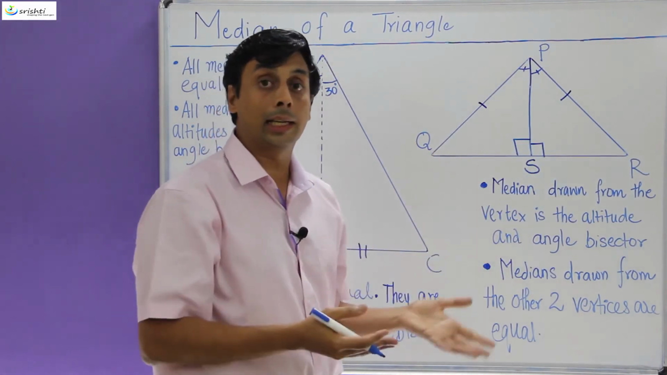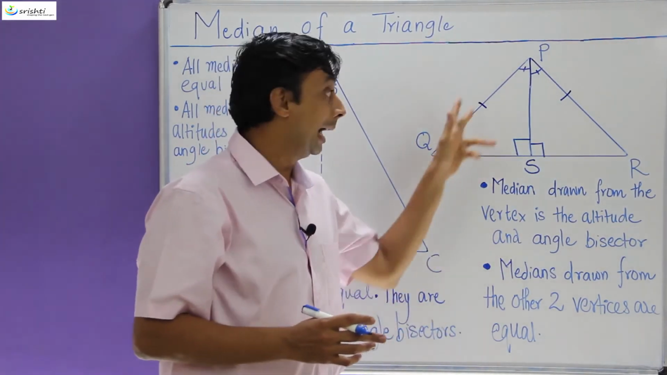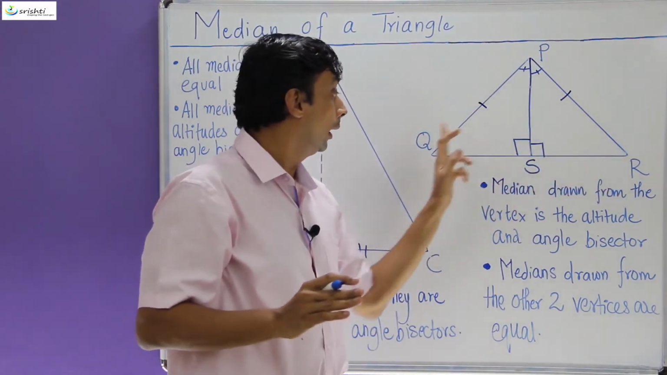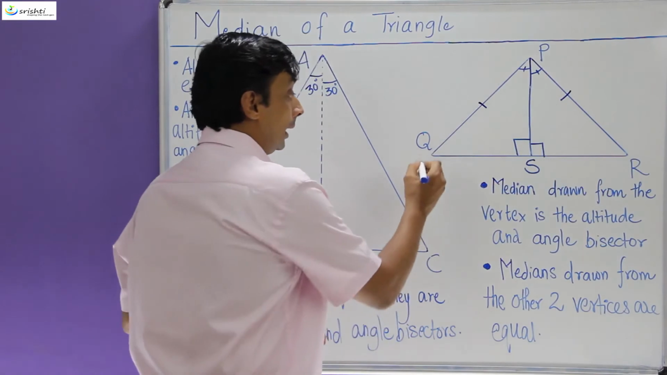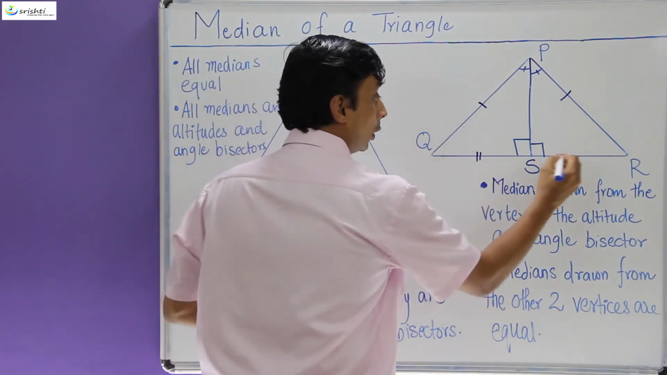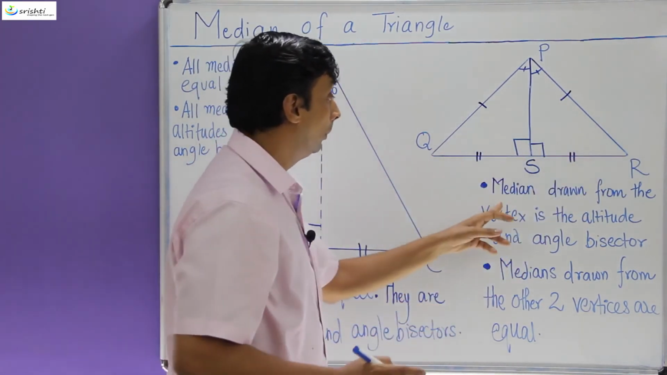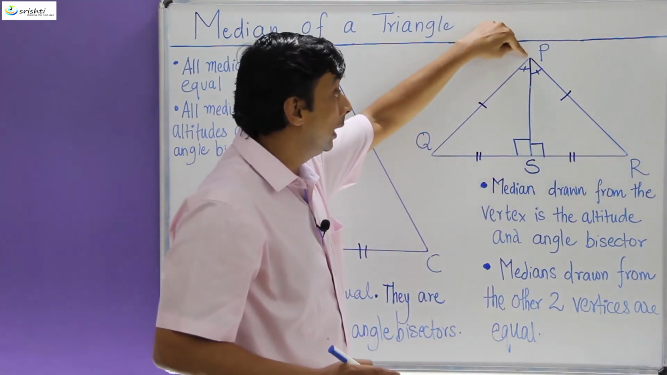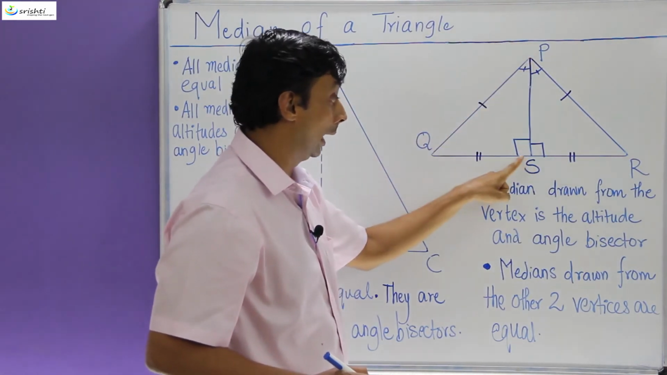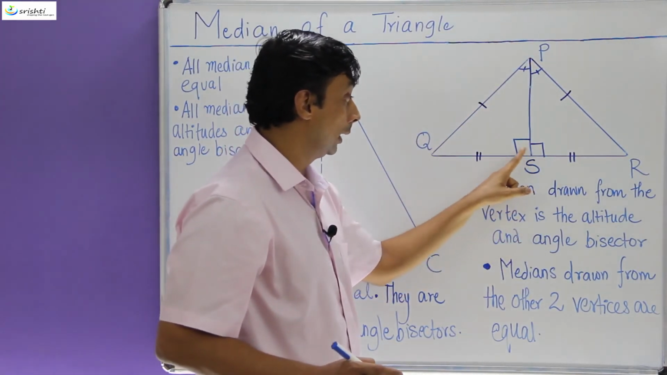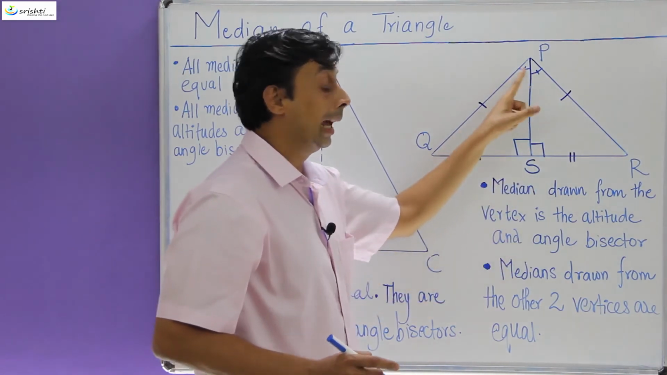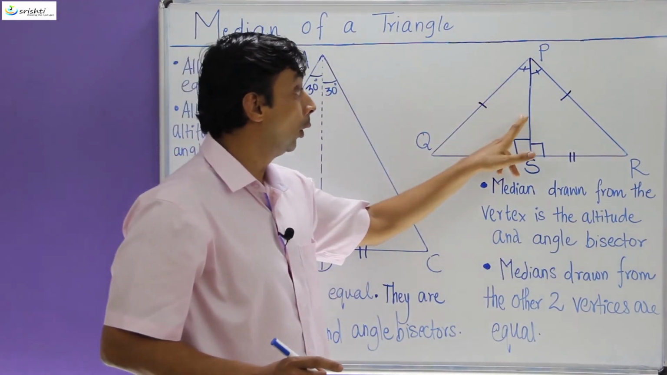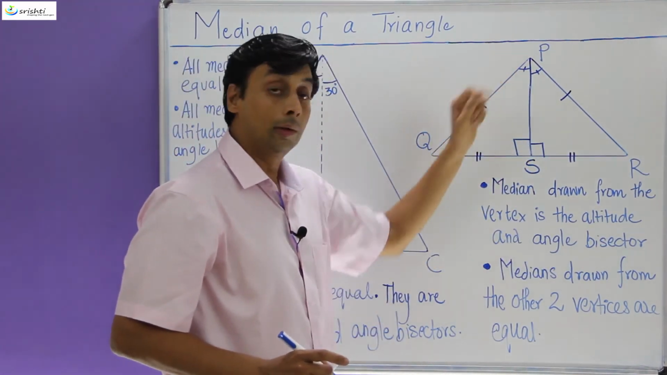So if you actually construct an isosceles triangle on a piece of paper and you cut it, you can actually fold that particular triangle. So point R will coincide with point Q. At the same time, the length of QS is also equal to the length of SR. That means when a median is drawn from the vertex of the isosceles triangle, it is the altitude because it is at right angles, as well as it is the angle bisector also. So just like equilateral triangles, the property holds true if you draw the median from the vertex of the triangle.